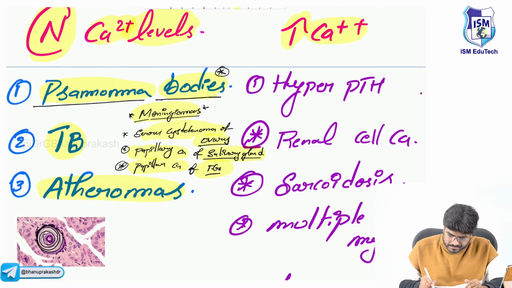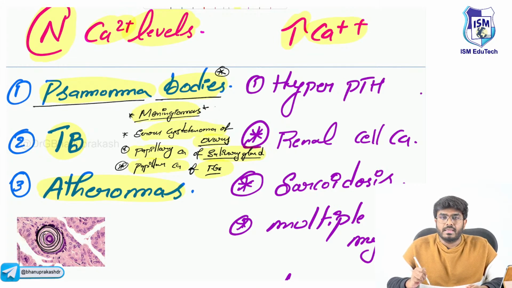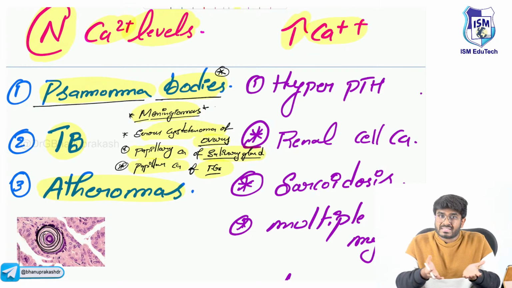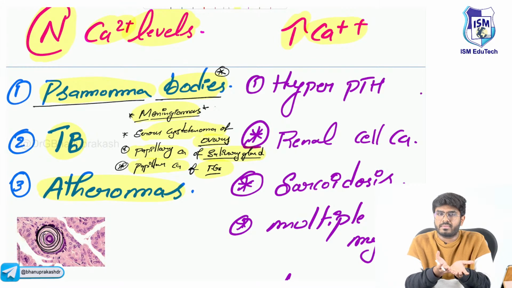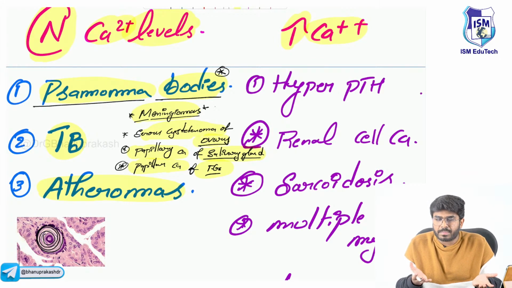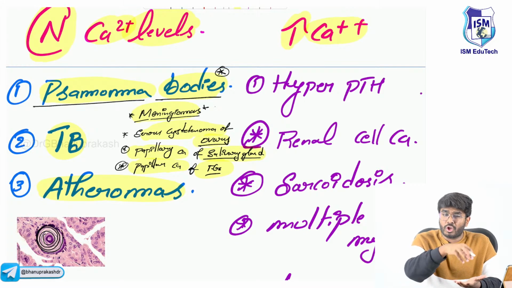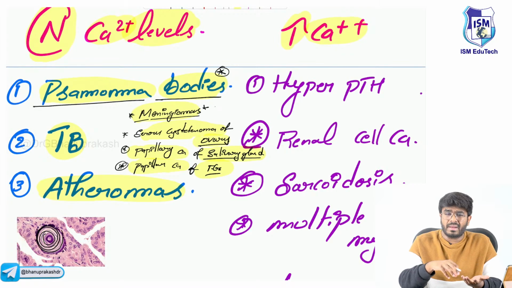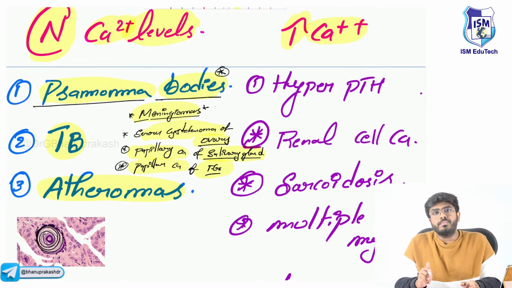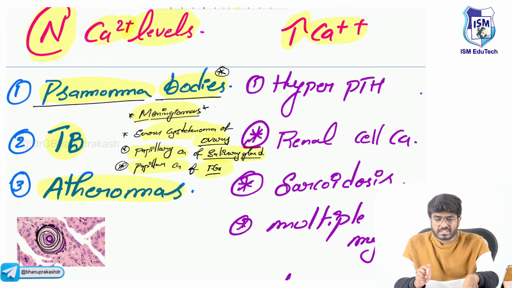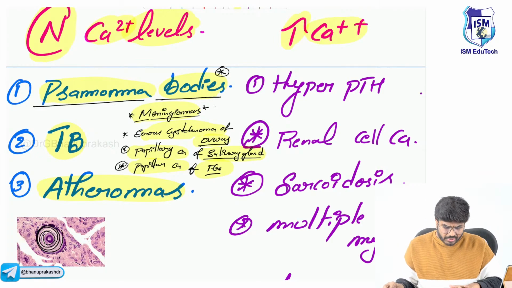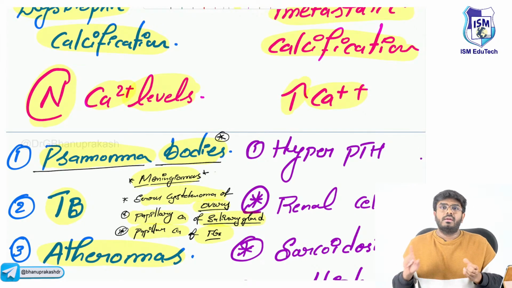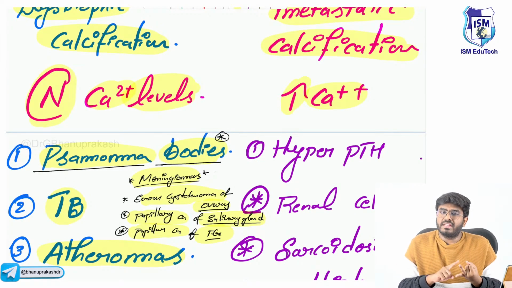And atheromas. You know the atherosclerotic plaques. In these areas of destruction, the atherosclerotic plaque is definitely not a normal thing, it's a pathological thing. So here pathological calcification will occur, and the calcium will get deposited even in atheromas. That's also an example of dystrophic calcification. So give me some examples of dystrophic calcification: psammoma bodies, the TB condition, and atheromas.